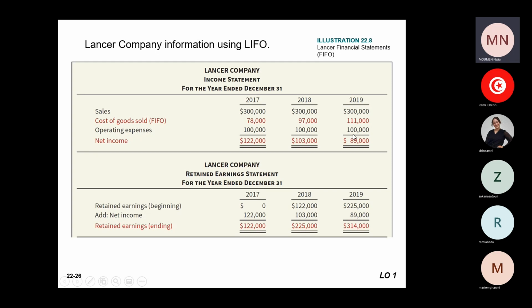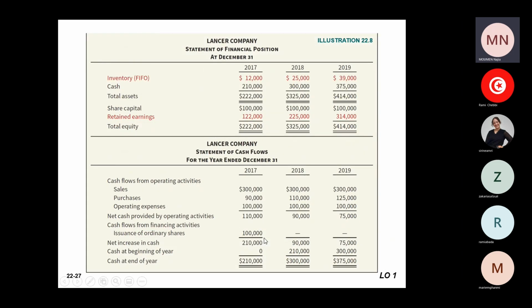So if the firm is using the FIFO method now, the net income would have been higher by 2,000 and 3,000, etc., okay? The retained earnings will be different and higher by these 2,000 and 3,000, okay? So as we said, there is no difference in the cash flow statement, because there is no tax effect to be considered, okay?